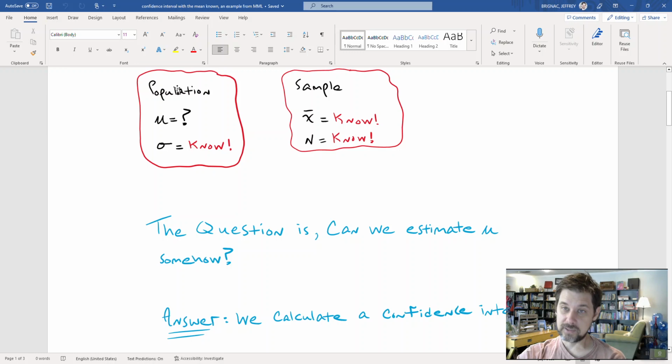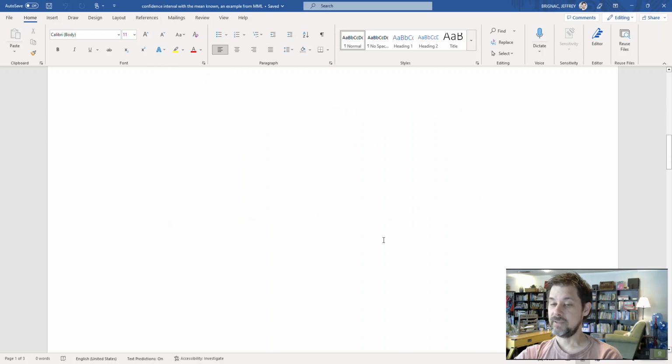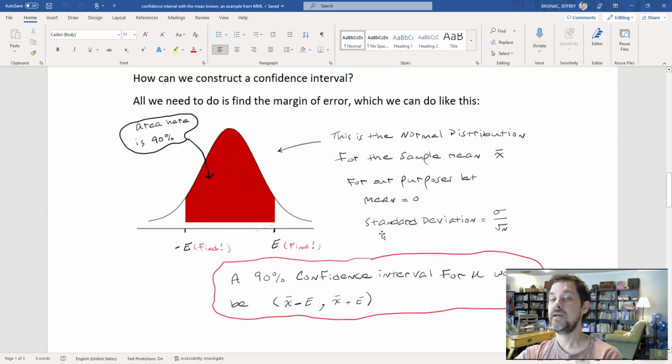You got the population, you take the sample from it, you know this number sigma, you know x bar, you know n, but mu is the number that you want to know something about, okay? All right, so yes, that's the question. Can we estimate mu somehow? And the way that we do that is we calculate something called a confidence interval. All right, so here's how that works.